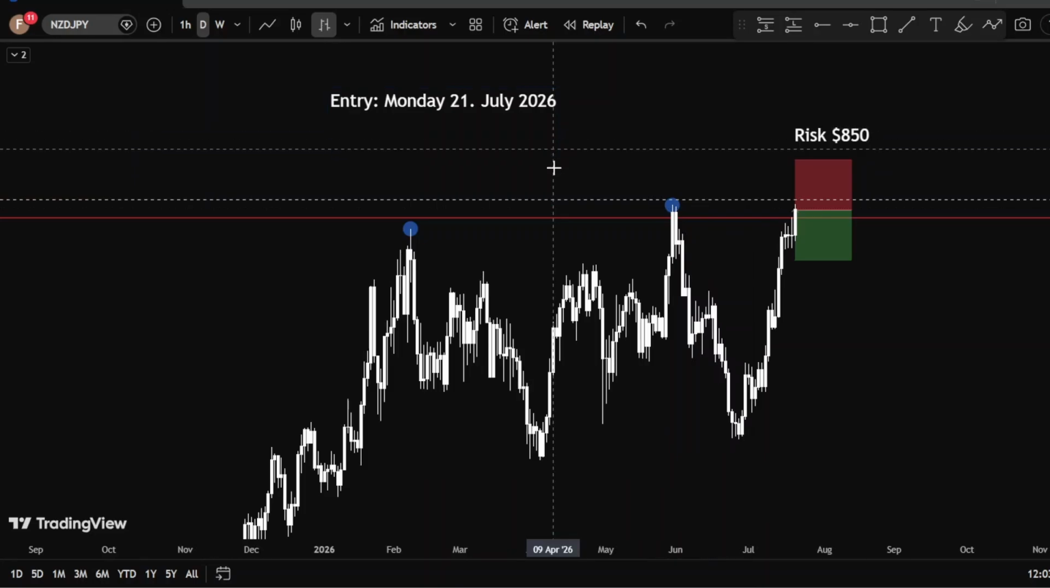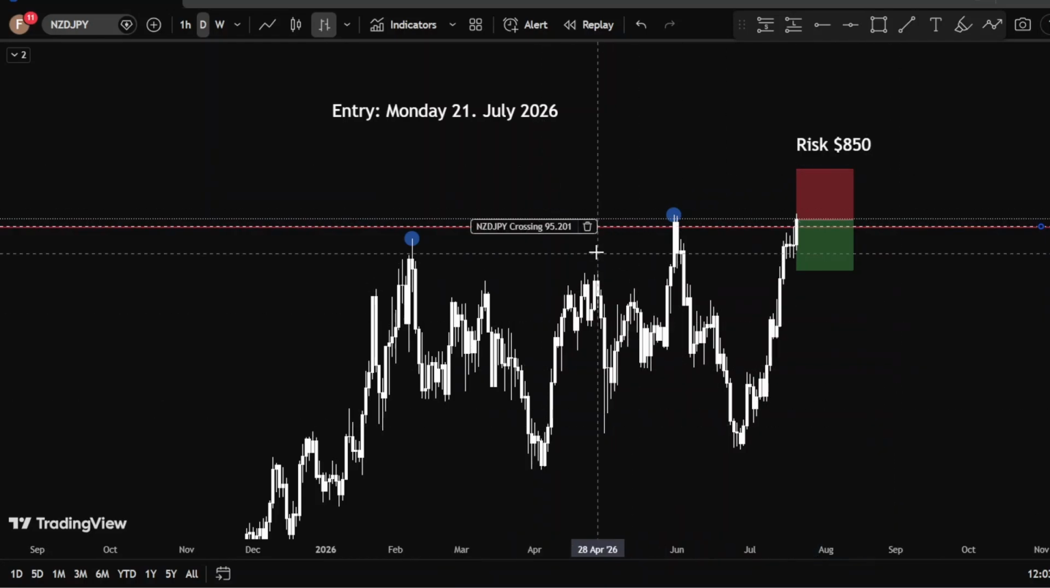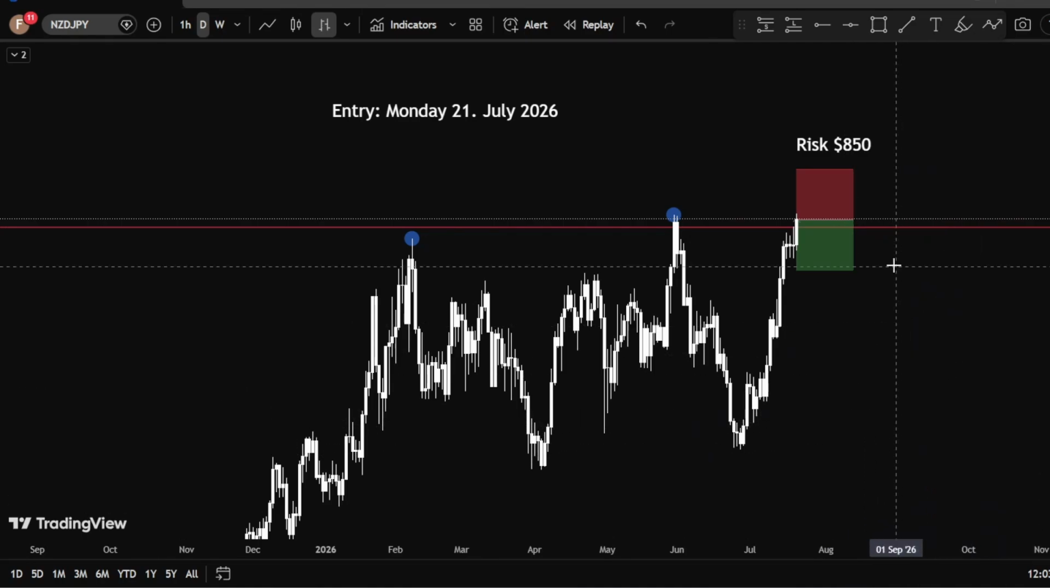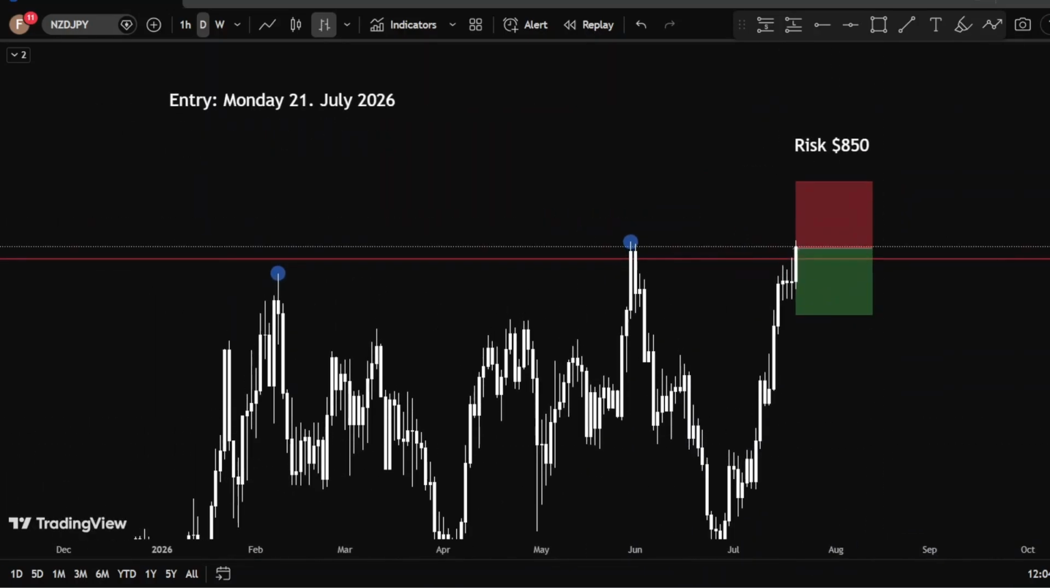I have this alert connected to my phone so that when price gets there, the alert notifies me on my phone. So that's what happened for me tonight. And I entered for a 1-to-1, a little bit later than the red line, but still I think it's probably in an even better place.